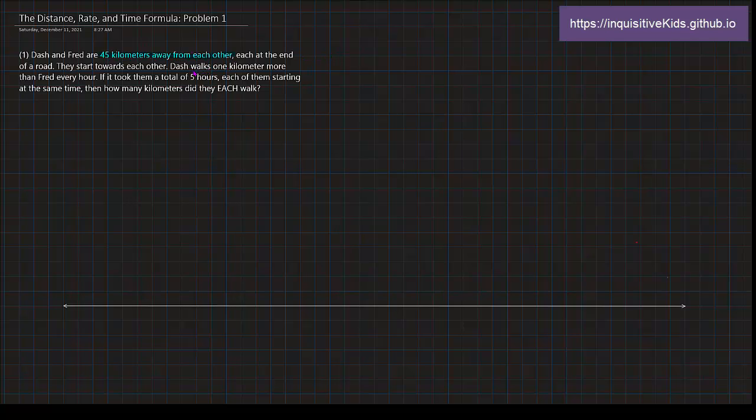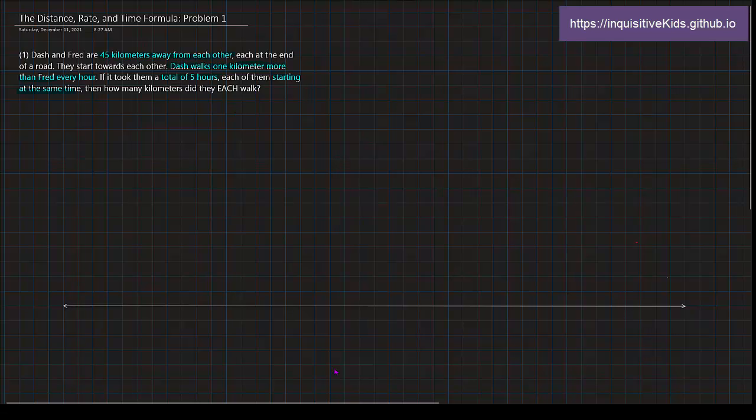Dash walks 1 kilometer more than Fred every hour. If it took them a total of 5 hours, each of them starting at the same time, this is something you have to keep in mind, starting at the same time, how many kilometers did they each walk? And that's in capital letters right there.